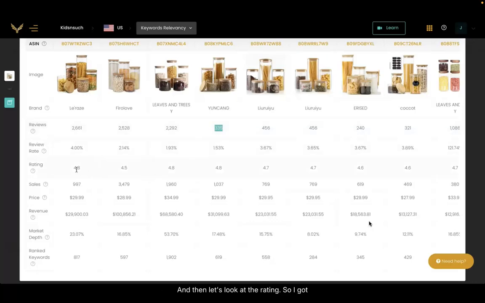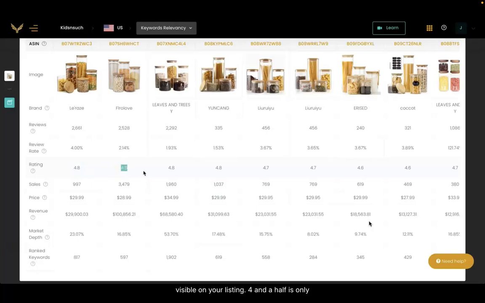And then let's look at the rating. So I've got 4.8 stars, 4.5, 4.8, 4.8. Comparatively, they're all identical except for this one. And that's actually a big drop off, because a 4.8 rating is 5 stars visible on your listing.